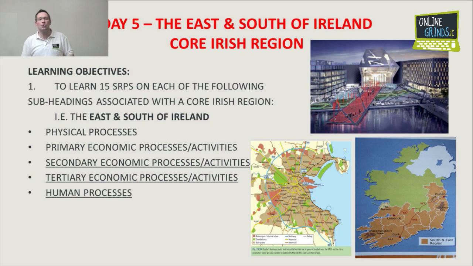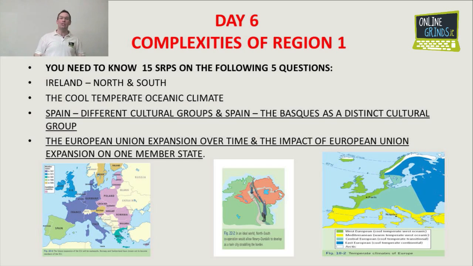Also looking at tourism in the region as well, and services, particularly in Dublin around the IFSC or the International Financial Services Centre. And then also you'd have human processes then as well, looking at population in the region as well. On day 6 then is to look at, I suppose, the complexity of region section, which I divide in 2. The first one on day 6 would be the key areas you can see there.